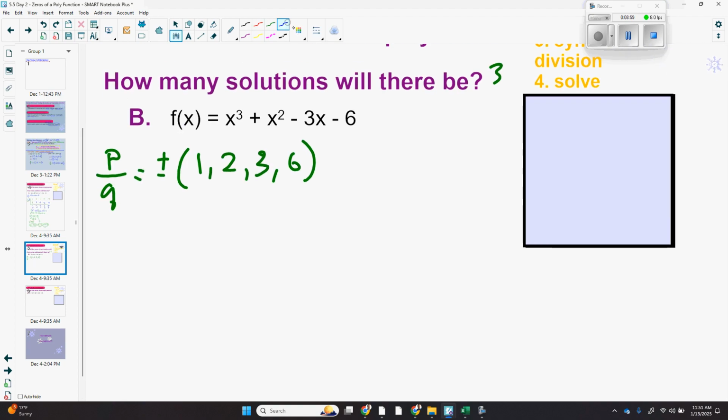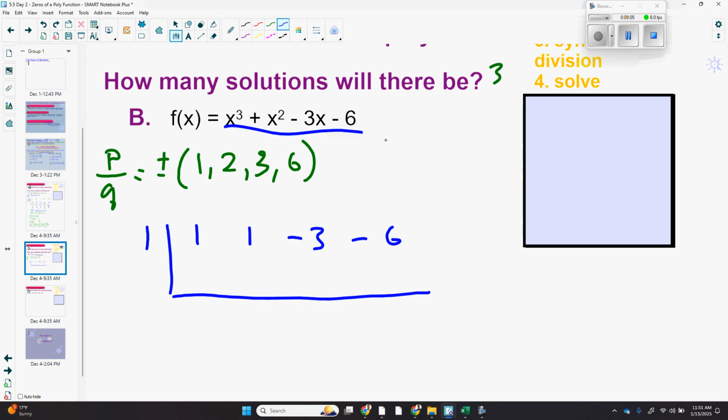And again, I'm going to start with 1 and see if it divides evenly here. So I have 1, 1, -3, and -6 for the coefficients of all my terms. Bring down the 1. 1 times 1 is 1. That's 2 times 1 is 2. -1 times 1 is -1. And this unfortunately gives me -7. So it is not a factor because it was not a 0.